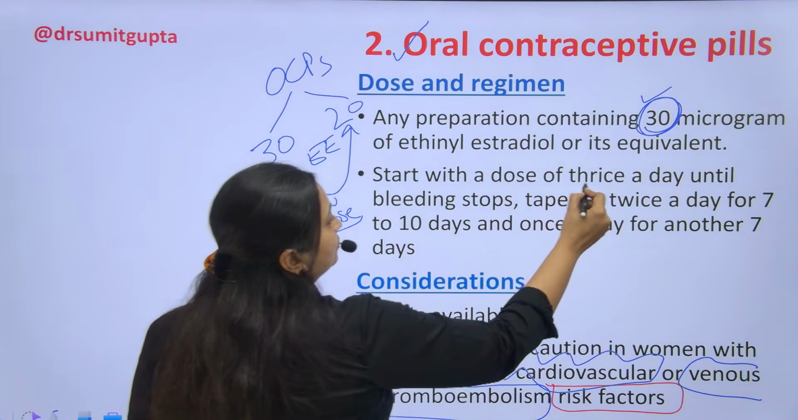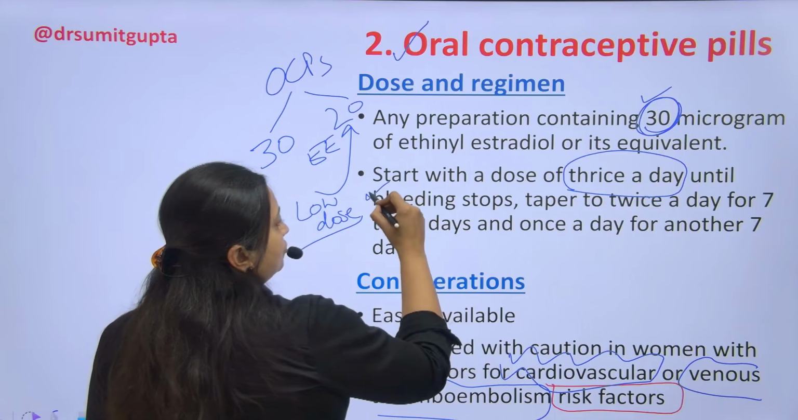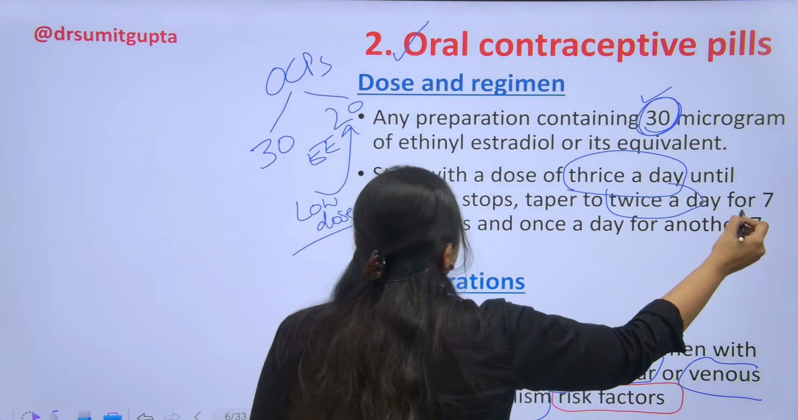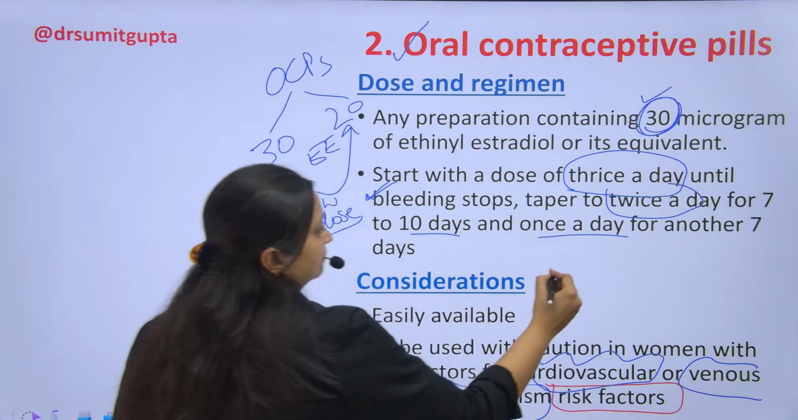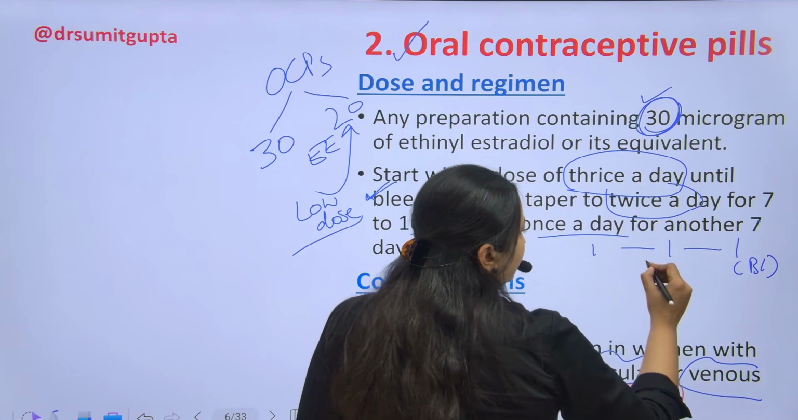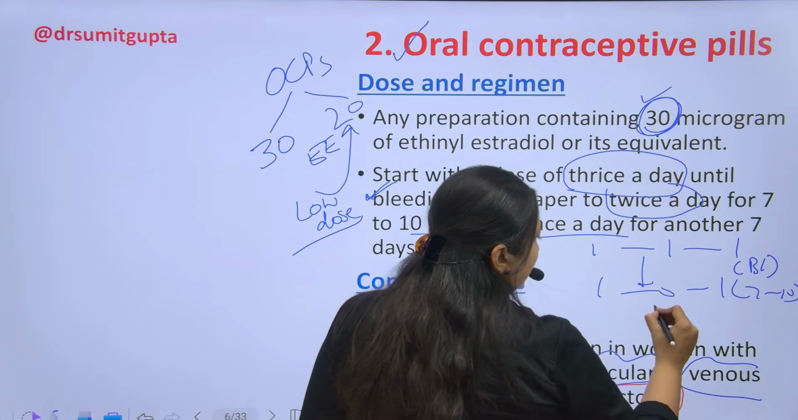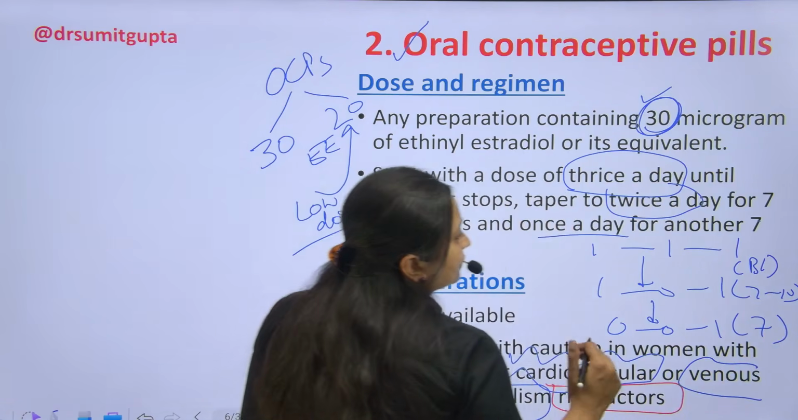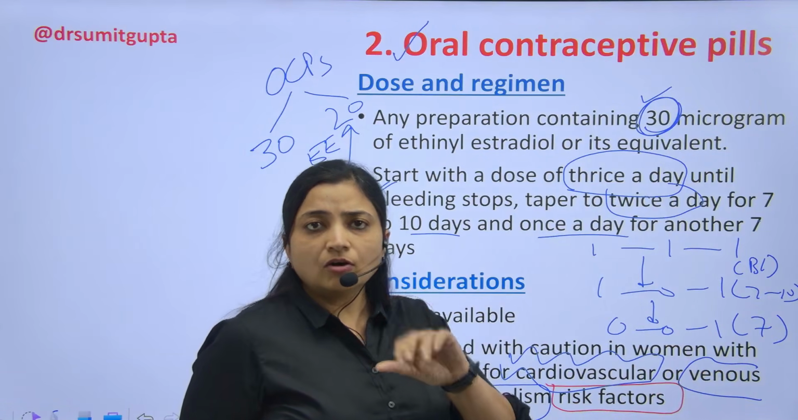And start with a dose of thrice per day till the bleeding stops, as I talked in the earlier slide, and then twice a day for 7 to 10 days, and then once a day for another 7 days. That means 3 times a day till bleeding stops, and then twice a day for a further 7 to 10 days, and then only a single tablet per day for a further 1 week. This shows that we are tapering down the dose and not suddenly withdrawing the hormonal support.